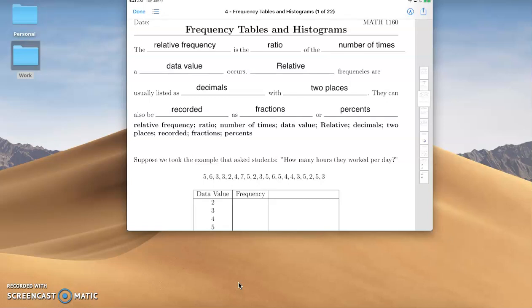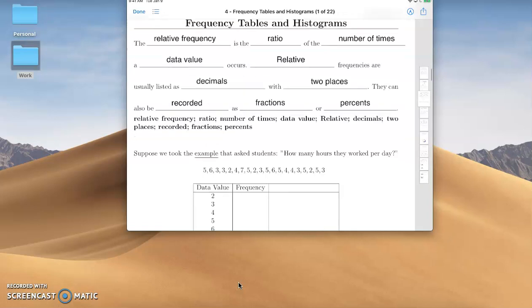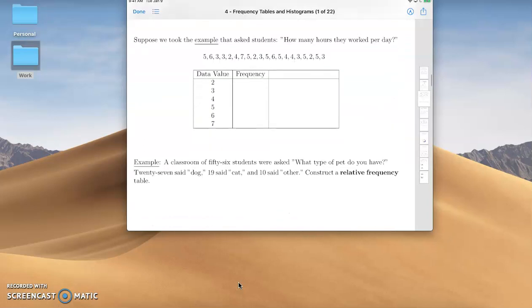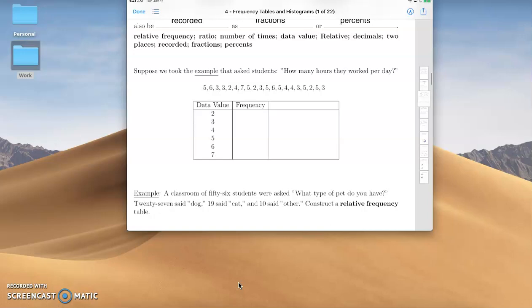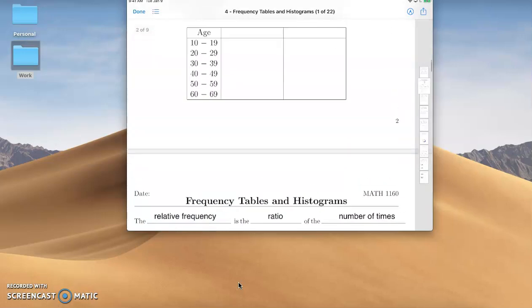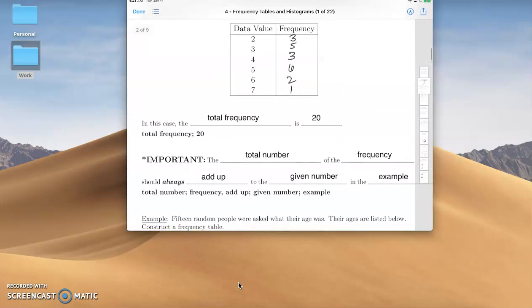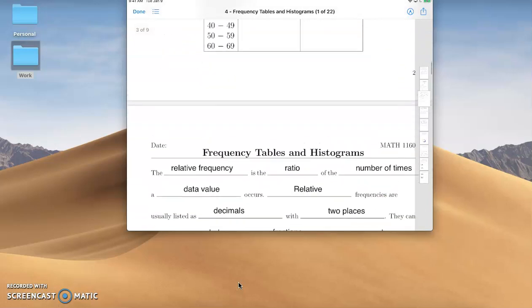And when you start talking about probability and sample probabilities, this is kind of what you're looking at as a relative frequency. So let's look at an example of the students, how many hours they work per day. So in this one, we want to go ahead and construct, we have our frequency from above. Let's go ahead and double check that. What did we have? We had 3, 5, 3, 6, 2, 1. So let's go ahead and write that in here.